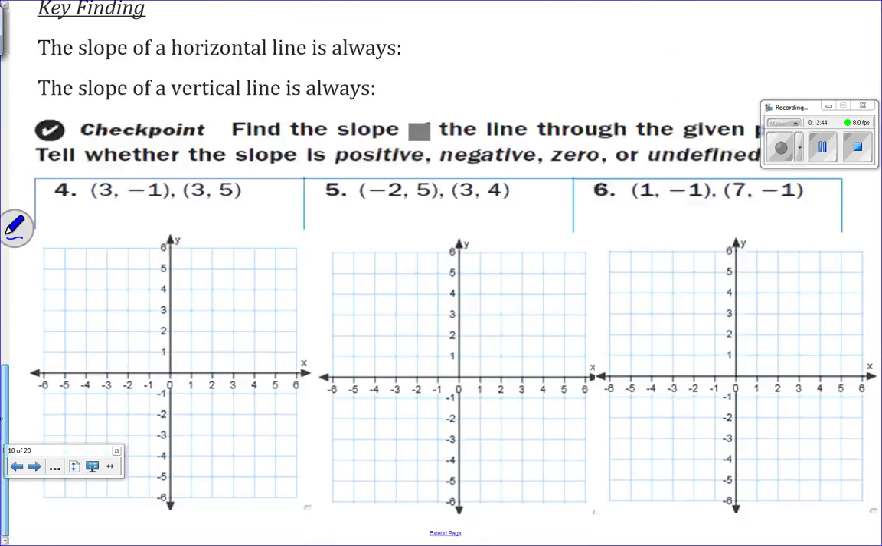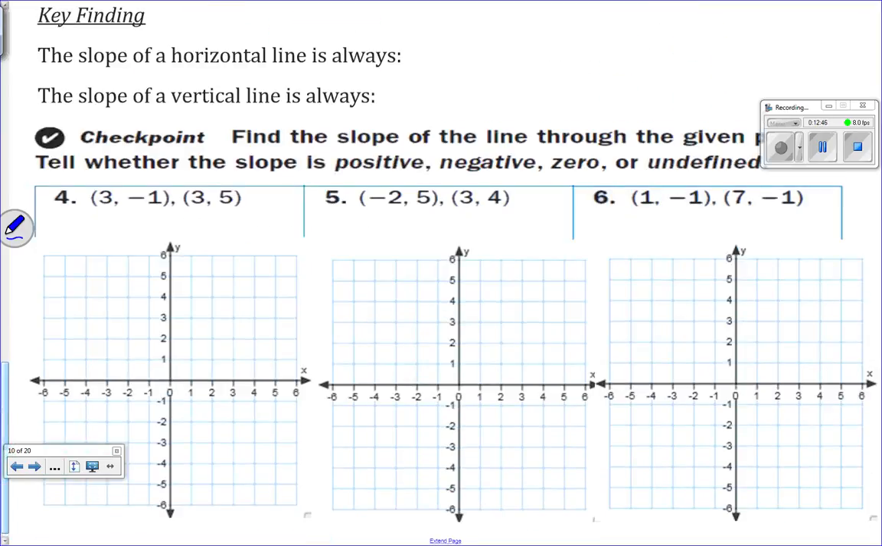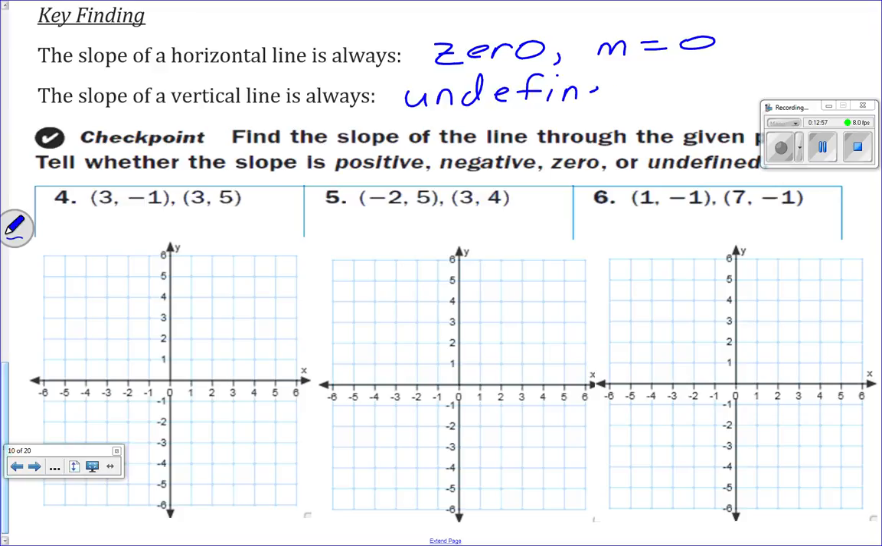The very bottom. The slope of a horizontal line is always 0. M equals 0. The slope of a vertical line is always undefined. Make sure this is going in your notes, guys. The slope of a vertical line is always undefined.